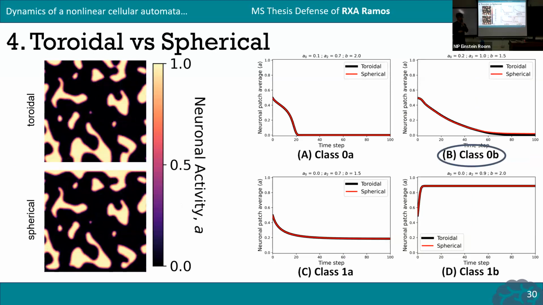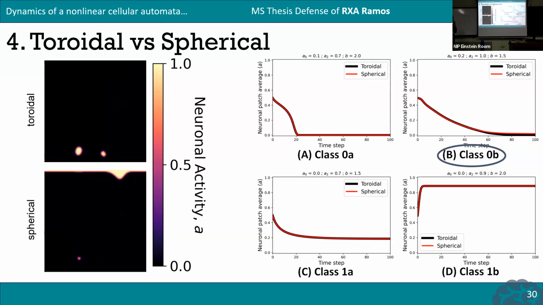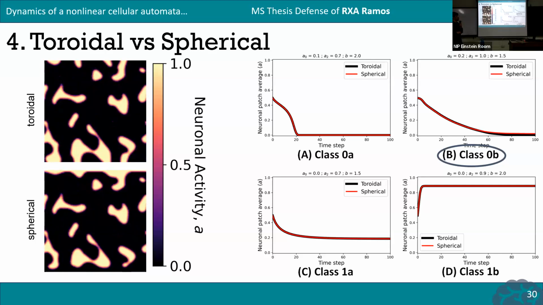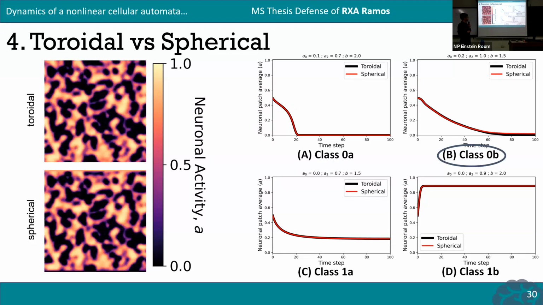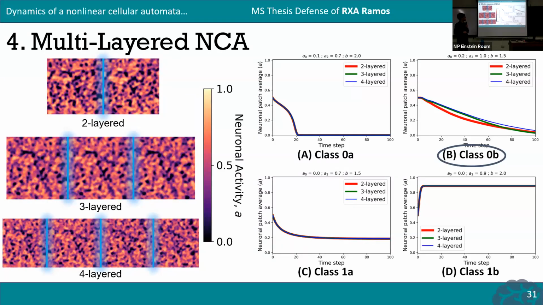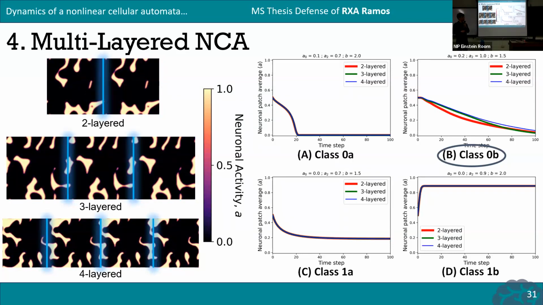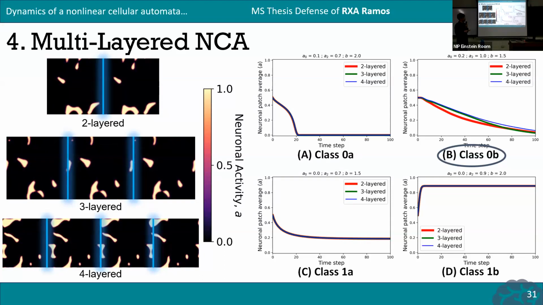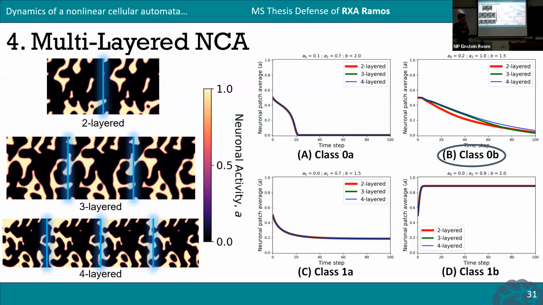Now we compare with the various neighborhood and boundary conditions that we use. Here we compare the toroidal versus spherical boundary conditions, and we see that our classification is unchanged. Shown here is a sample spatiotemporal activity from class 0B with toroidal and spherical lattice boundary conditions. Next, we compare for each n-layered NCA. Again, we see that the steady state behavior is unchanged even if we increase the number of layers from 2 to 4 layers.